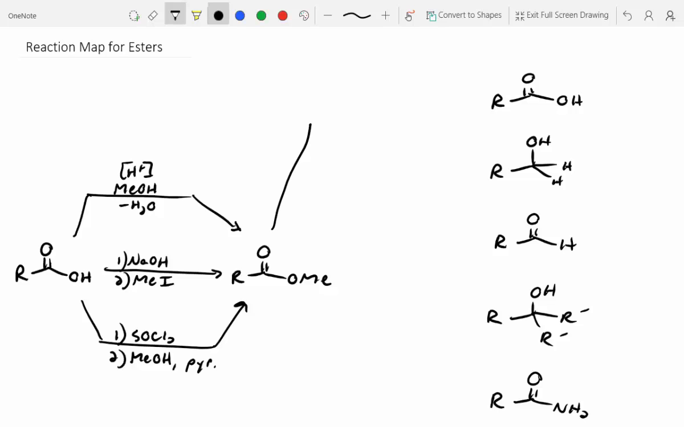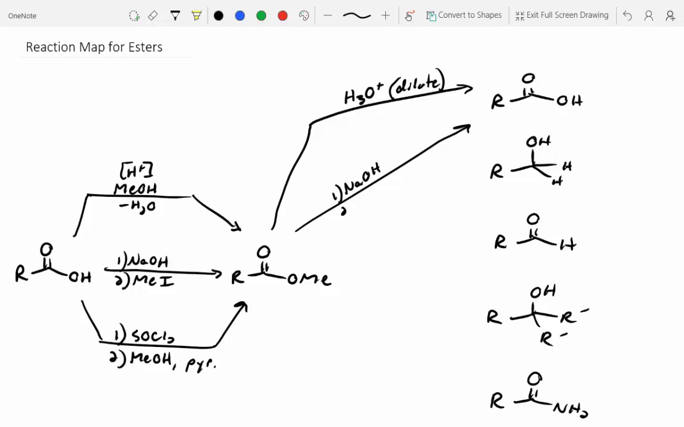And then if we want to convert this to a carboxylic acid, we had two different ways. One way we said was under acidic conditions. So we could just use dilute H3O+. All right, so acid catalyzed hydrolysis. The other way was our saponification, where we treat this with sodium hydroxide, followed by an acidic workup.